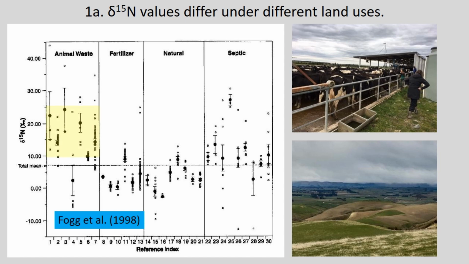So you can see that the bulk of the N15 concentrations are up in here for animal waste. For chemical fertilizer, they're down here, and natural is here, and septic is here. So we can use these differences, especially chemical fertilizer to animal waste, to distinguish between land use that created nitrate contamination.